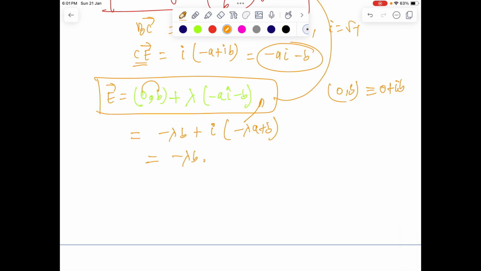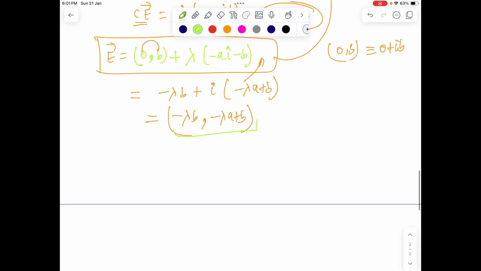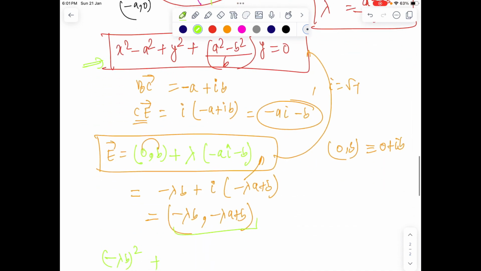Remember, 0 comma B is nothing but an ordered pair that represents 0 plus iB. So which gives you minus lambda B and minus lambda A plus B. So this is the coordinate that we got as of now. Now this coordinate will satisfy the equation of this circle.